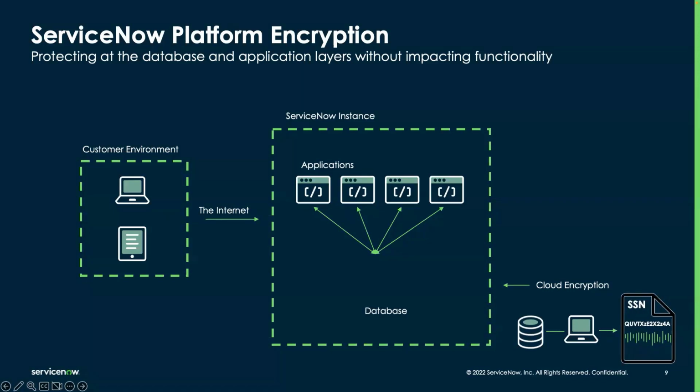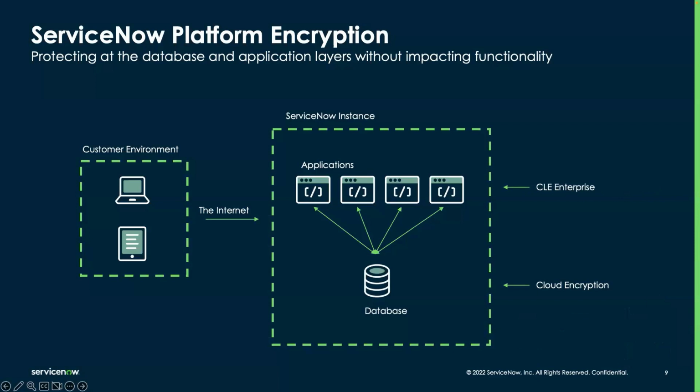This is great for protecting against the theft of a physical piece of hardware. However, this doesn't give any additional encryption protection for the app itself if someone is logged in. This is where Clay Enterprise comes into play. It encrypts the data within the app, and the customers can configure who should see the encrypted data or not.